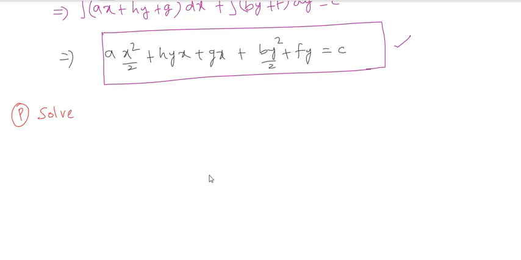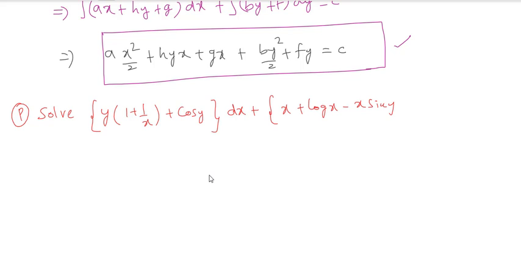Solve y into 1 plus 1 by x plus cos y into dx plus x plus log x minus x sin y into dy, which is equivalent to 0. This is the question. Try to solve this.